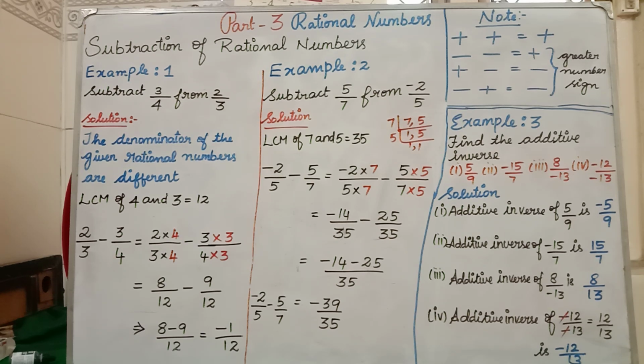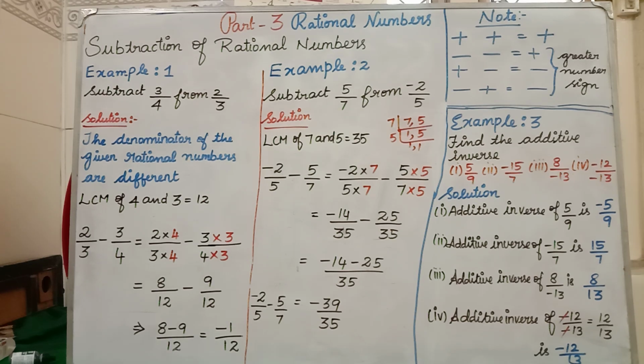Now we will see part 3 video, subtraction of rational numbers. This is also the same as addition of rational numbers. There, in addition of rational numbers, we added the two numbers. But in subtraction of rational numbers we are going to subtract the two numbers. That is a small difference. Otherwise, subtraction is the same as addition.